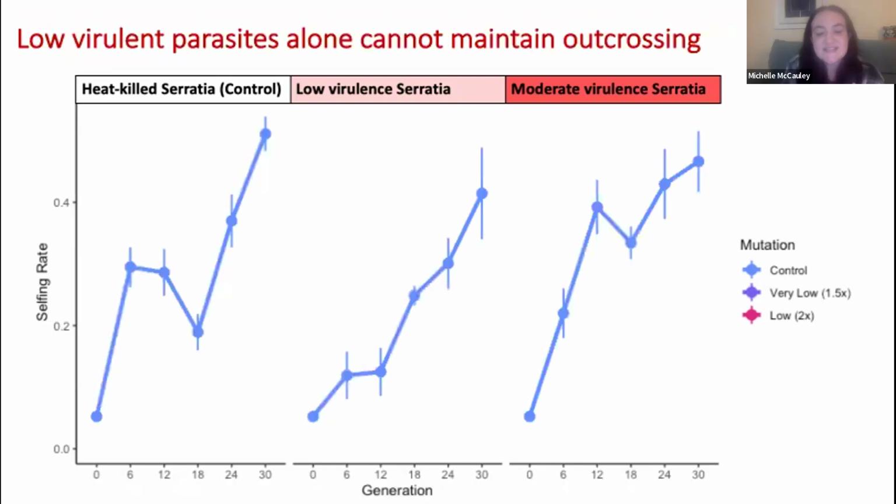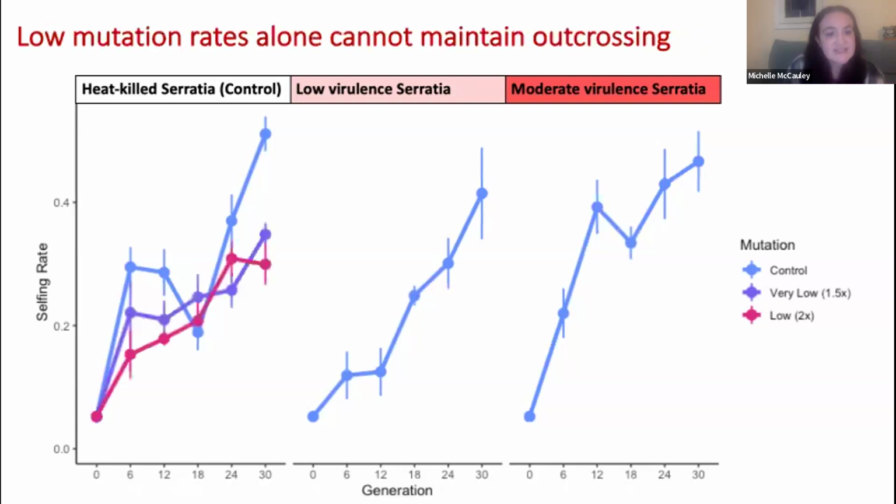So first, let's look at our mutation control. So these lines are essentially parasite only, and we see selfing invade across the board. Now looking at this left panel, our avirulent control, these lines are essentially mutation treatments only. And again, we see selfing invade across the board. This is really good news. It means our controls worked.